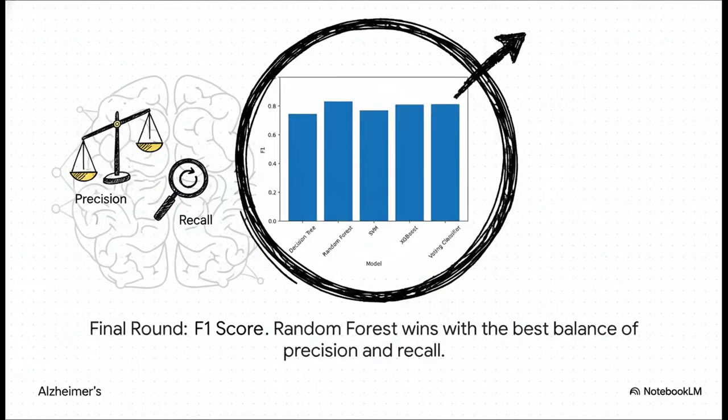And that brings us to our final round, the F1 score. See, you need a balance, right? You can't be missing cases, that's recall, but you also can't be raising a bunch of false alarms, that's precision. The F1 score brilliantly combines them into one single number. It's the ultimate test of overall performance. And with the highest score here, Random Forest is officially crowned our champion. It has the best balance of being trustworthy and thorough.